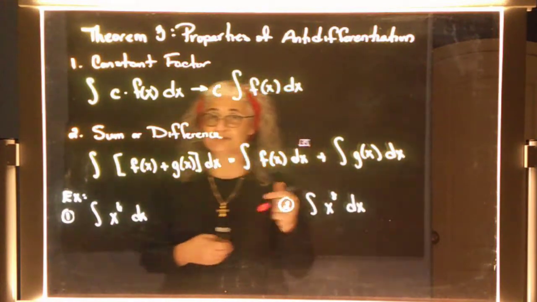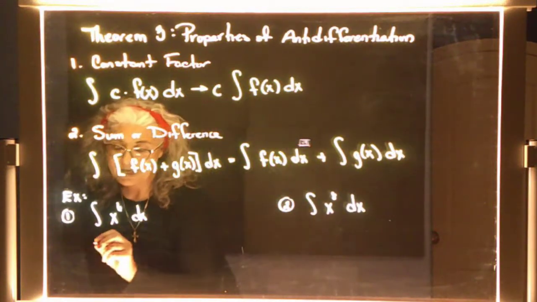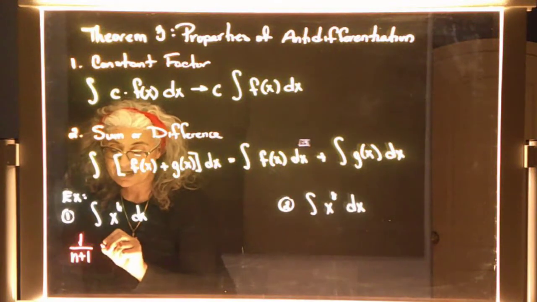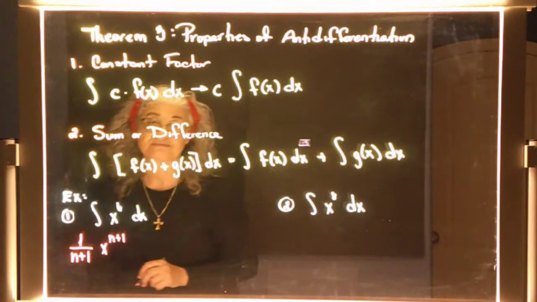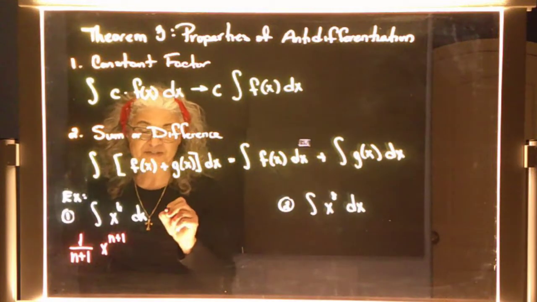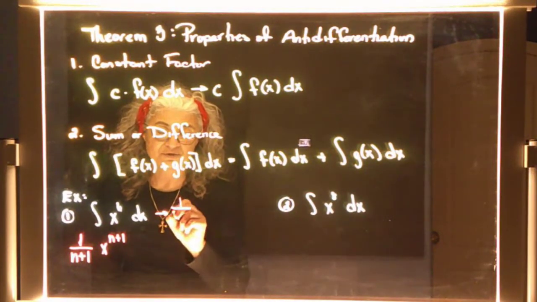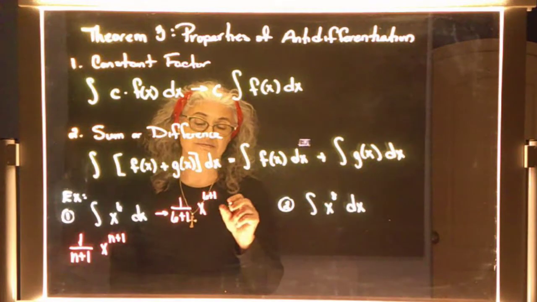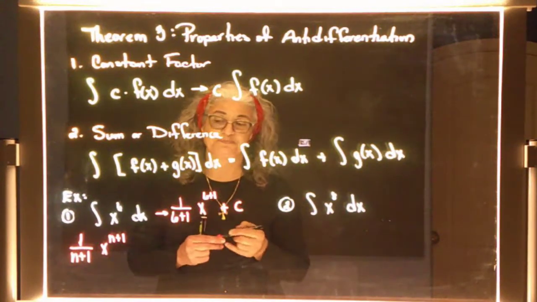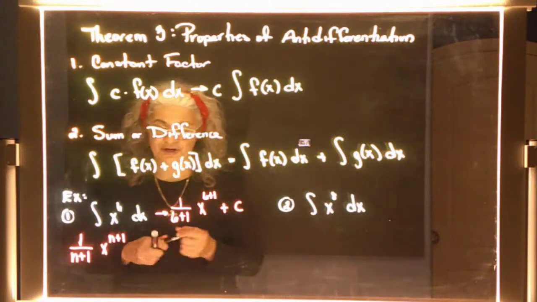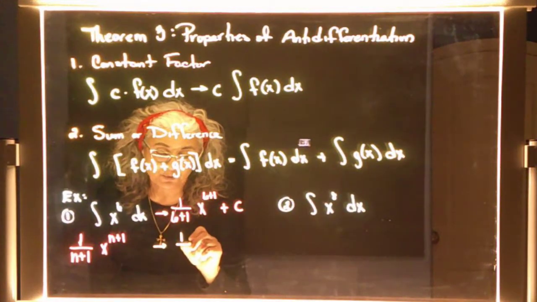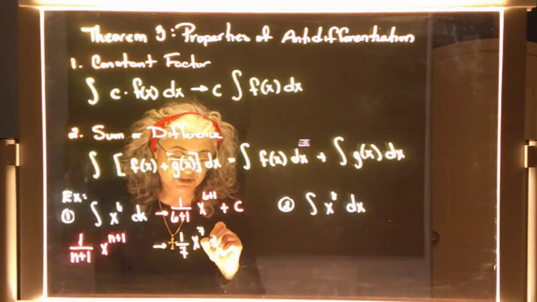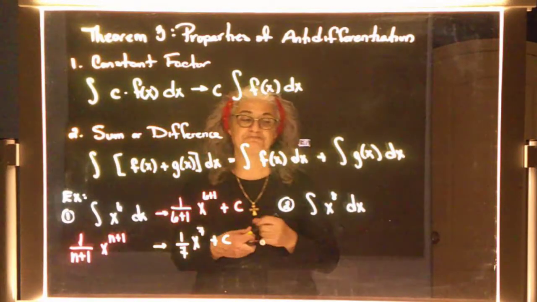And that power rule tells me to do 1 over n plus 1 times x to the power of n plus 1, right? So in this particular case, I would do 1 over 6 plus 1 times x to the 6 plus 1 plus some constant c. With me? All right. So when we simplify this, we get 1 over 7 x to the 7th plus some constant c. Good?